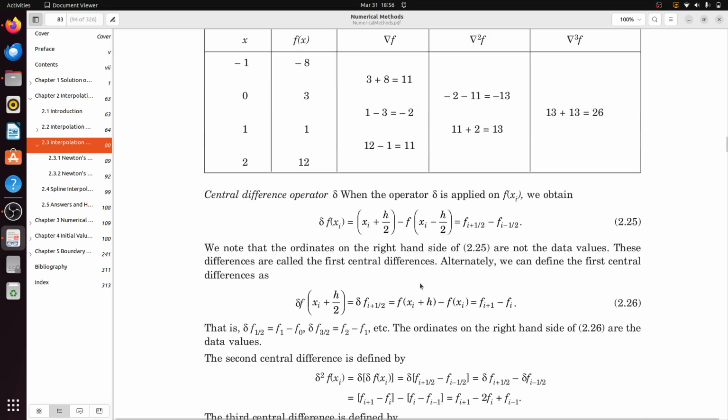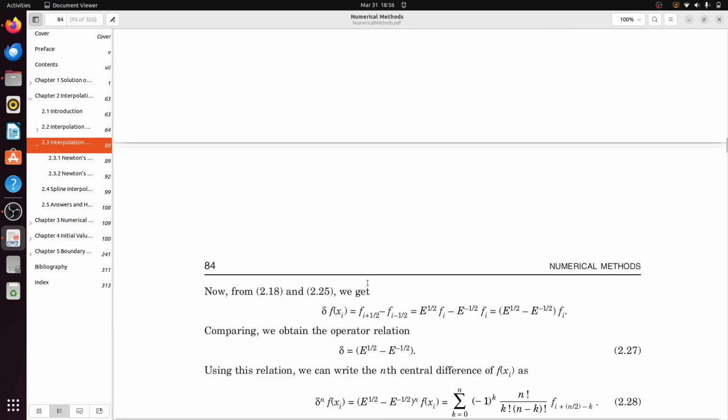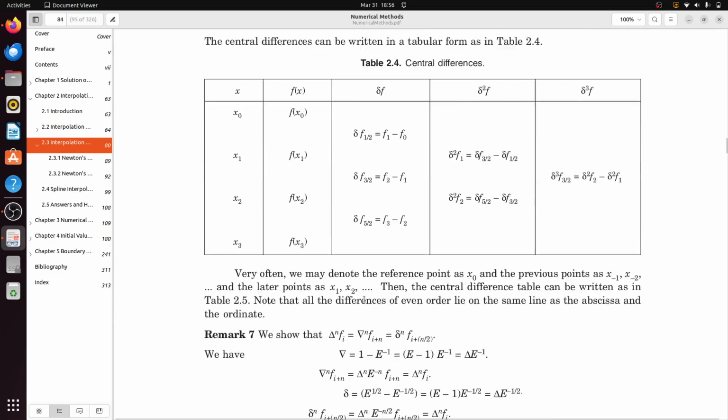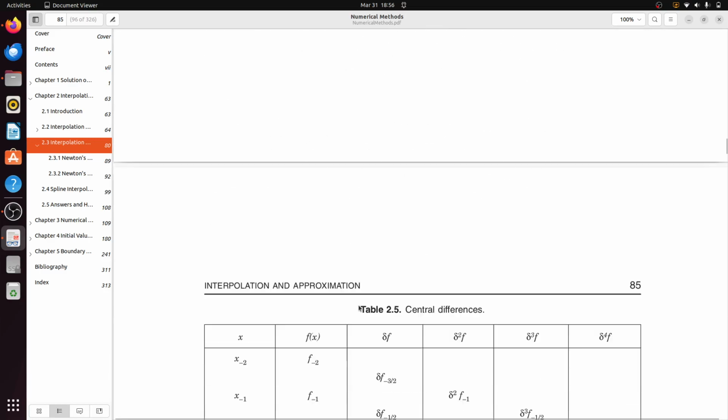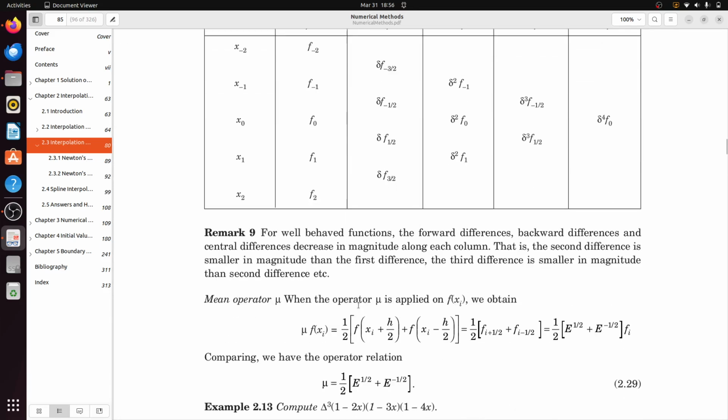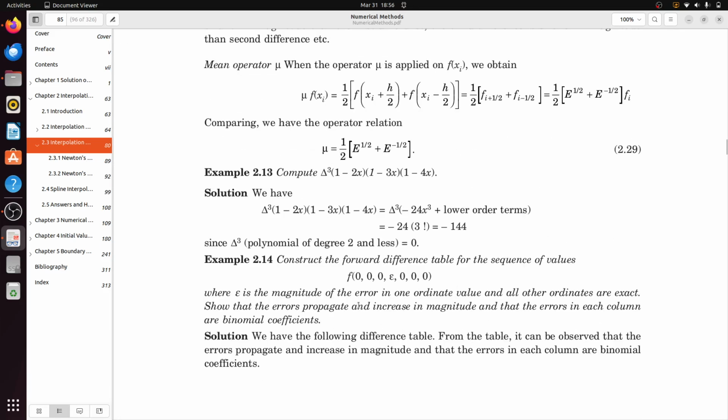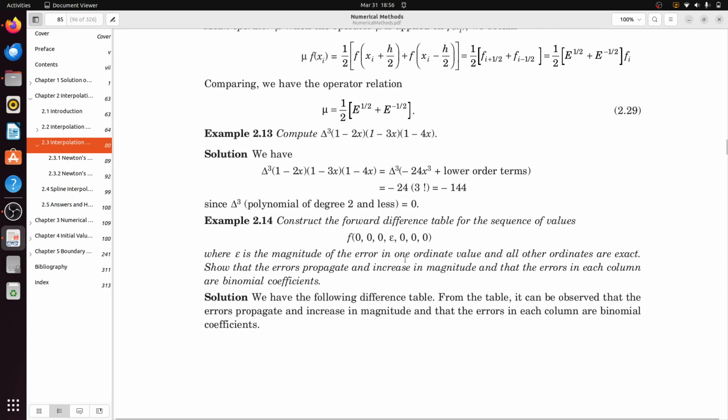Okay, hope this thing is clear. Next we will move to some of the interpolation formulas. One is Newton's forward interpolation formula. Okay, so here there is some interesting problem.